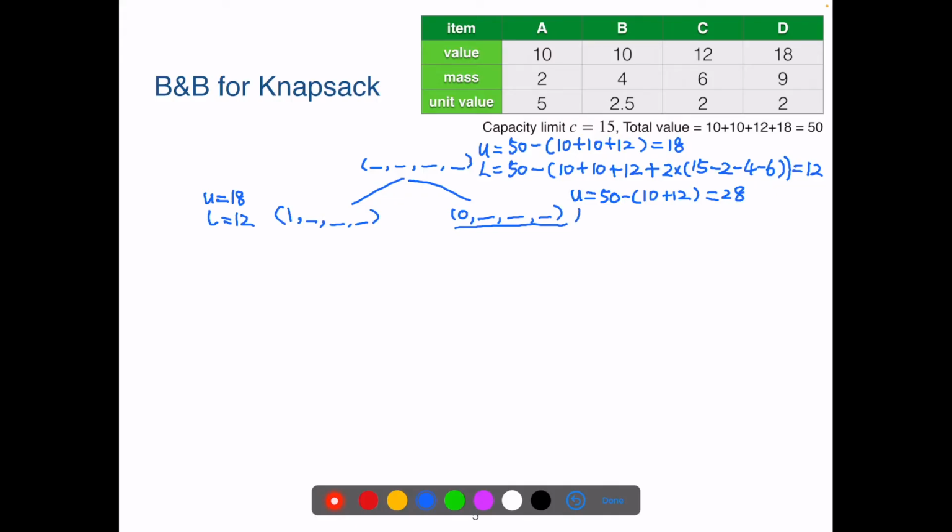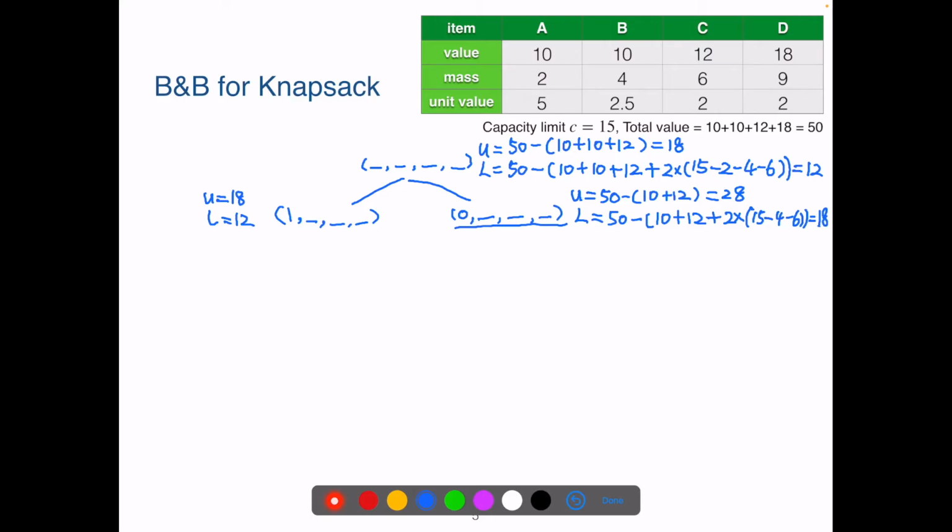What about the lower bound? We'll use the fractional knapsack greedy algorithm. We have 50, that's the total value. We take as much of B, we take entire C, and let's see how much of D we can take. So the capacity is 15 minus the mass of B, which is 4, and the mass of C, which is 6. So this will give us a lower bound of 18.